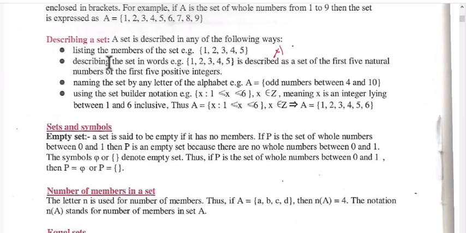Then the other one is by describing the set in words. We can describe this particular set as the set of the first 5 natural numbers, or the first 5 positive integers. Then we have naming the set by a letter of the alphabet, like we represented a set. So set A is equal to the odd numbers between 4 and 10. This is the other way.